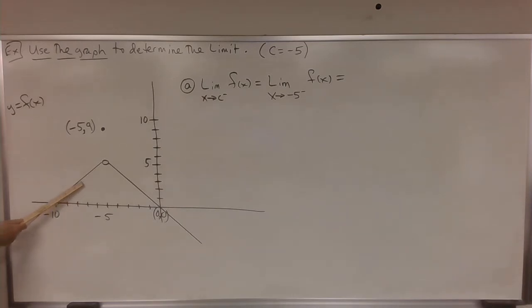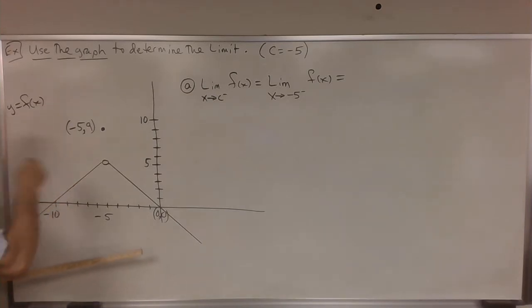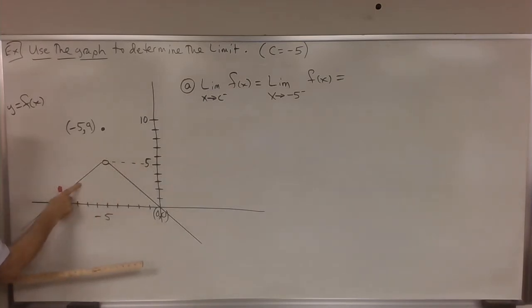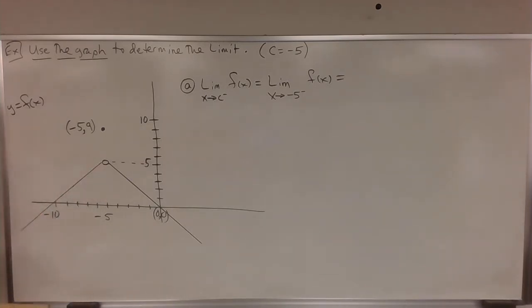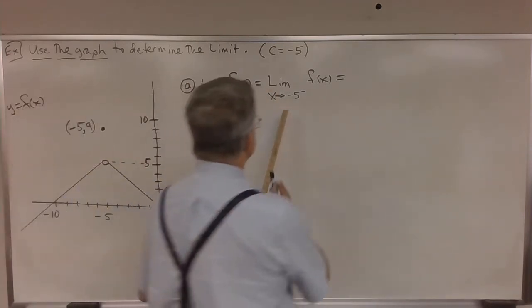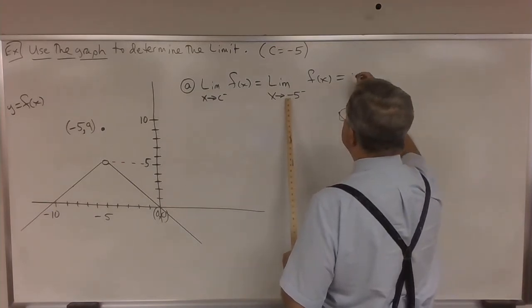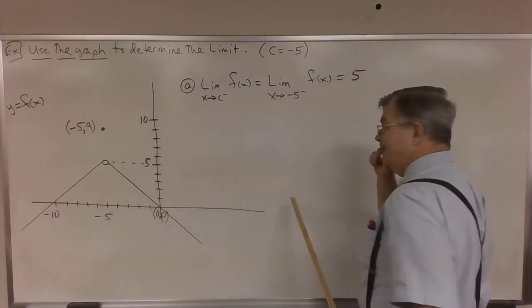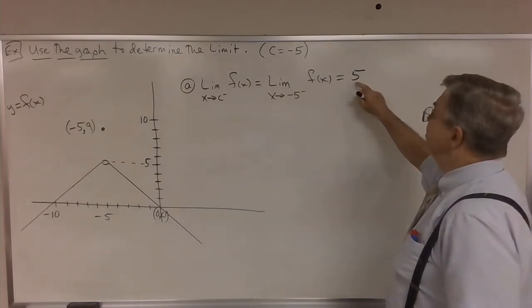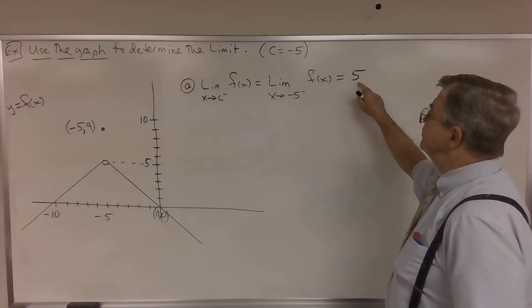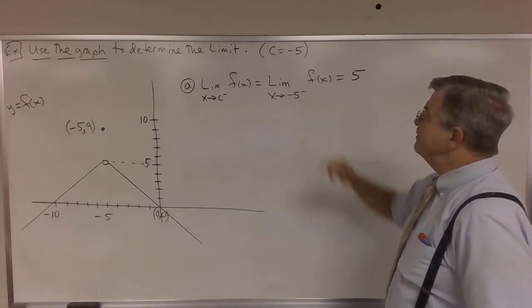As x approaches -5 from the left, doesn't f of x get close to 5? As we move along the graph in this direction, isn't the y value getting closer and closer to 5? So, as x approaches -5 from the left, f of x gets arbitrarily close to 5. This is our limit. The value that f of x gets close to as x approaches -5 from the left.